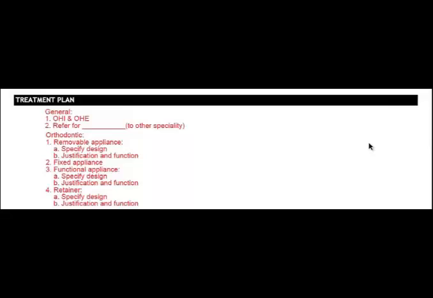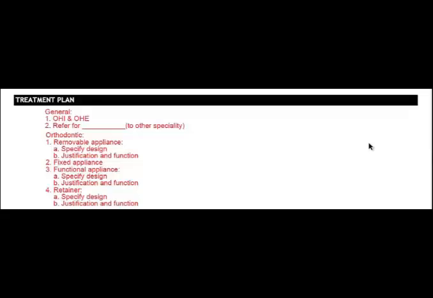Treatment plan. Treatment plan can be divided into two parts, general treatment plan and orthodontic treatment plan. For general treatment plan, the first is oral hygiene instruction and oral hygiene education. If the patient has other specific problems, such as caries or periodontal problem, you need to refer the patient to other specialty for the management. For example, refer to conservative department for management of caries on 2-4 occlusal and 3-6 buccal.